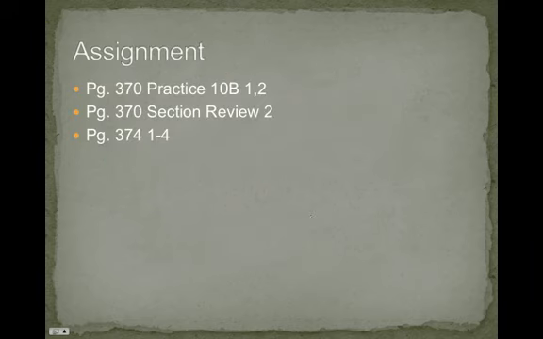Now, some review problems for you to work on. We will go over these in class on Monday. Page 370 problems go over temperature and heat. Page 374 is specific capacity. So these are the problems that are going to be a little bit more intensive. We're also going to do a lab on Monday dealing with specific capacity so we can see the actual measurements. So work on these problems. We'll go over these on Monday.